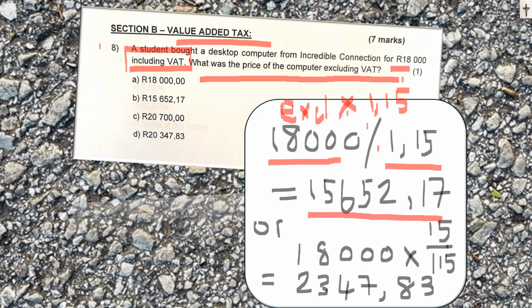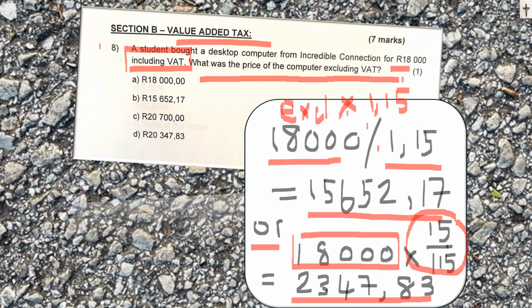to 15,652.17 cents. Or I can go the long route, and I can take the inclusive amount multiplied by the VAT fraction in order to get the VAT amount. Then I say 18,000 minus the VAT amount is equal to, what is it going to be?